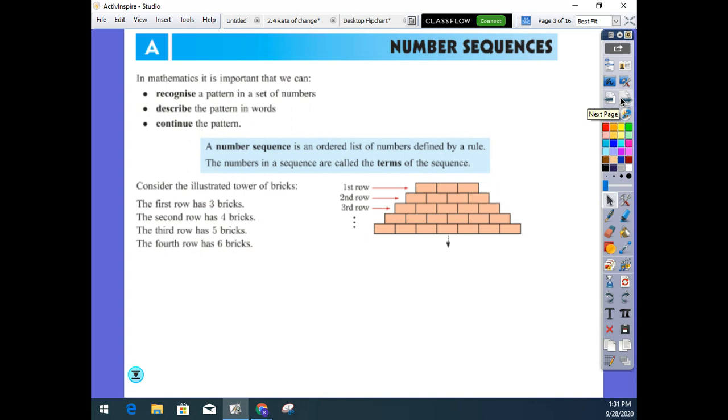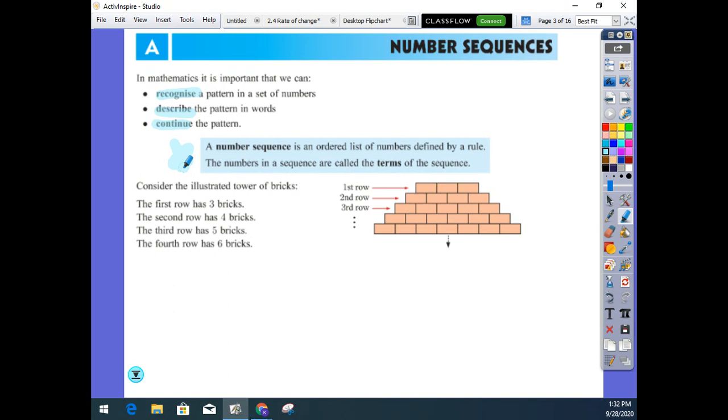So this whole entire chapter is all about patterns. So being able to recognize a pattern, being able to describe the pattern, and to continue the pattern. So this definition, a number sequence is just an ordered list of numbers defined by a rule, and the numbers in the sequence are called the terms.